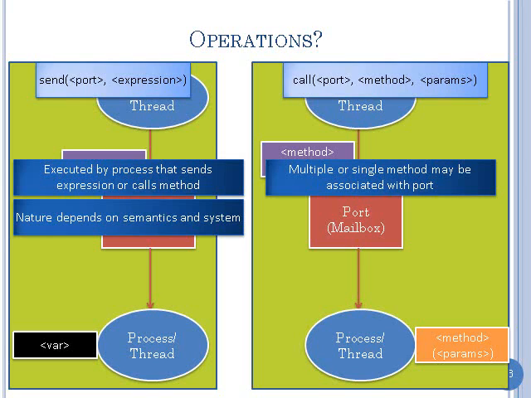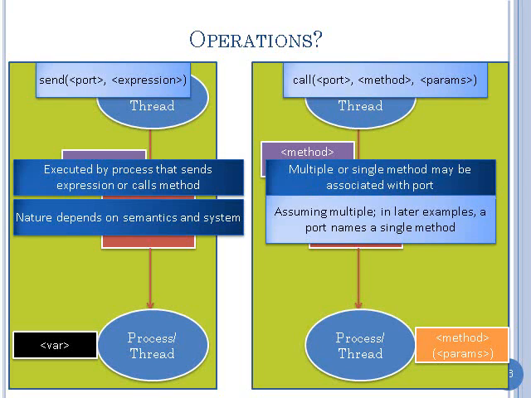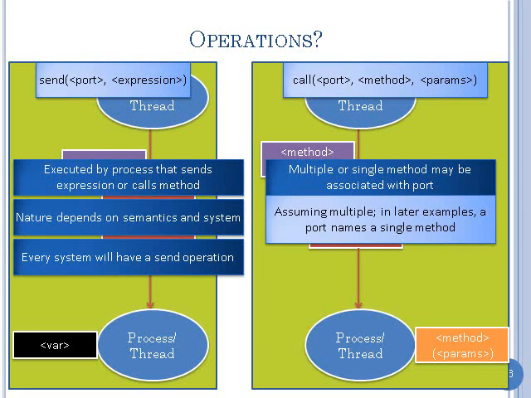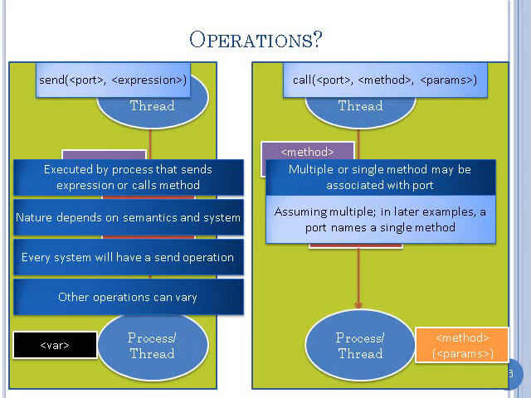Then some languages said no, this is too confusing. Why not just have a separate port for each request? And the collection of ports defines a service. There was all this stuff. Sometimes I'm going to assume one port per method call, and sometimes the other way around, depending on the example. So every system will have a send operation in our world, and other operations can vary.